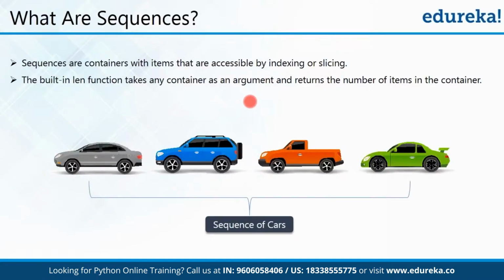So what are sequences? Sequences can be considered as containers, and in those containers certain items are stored. Now you can consider the example that is there in front of your screen. Over here you can see that there are different types of cars present. So this becomes a sequence of cars, and each of the cars becomes an item or an element of this particular sequence. So you have a grey color car, you have blue and so on. All of these cars combined together form a sequence. That is exactly what a sequence is. There's no rocket science behind it.